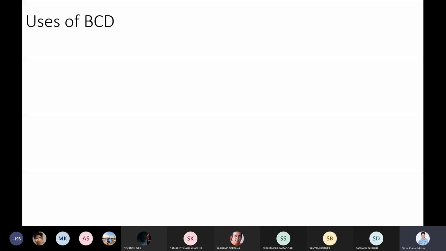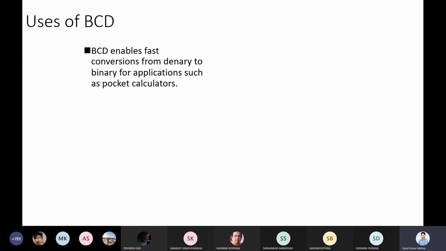Okay. So first of all, let us understand why BCD comes into the picture. What is the use of that? First of all, BCD enables fast conversion from denary to binary. Instead of saying decimal, I'm saying denary, because here every digit is independent. Suppose I'm saying 88, for the system it is 8 and 8. That's why it is called denary. So denary to binary.